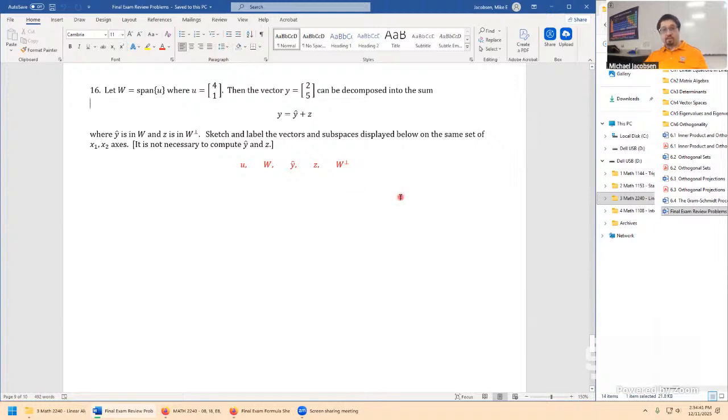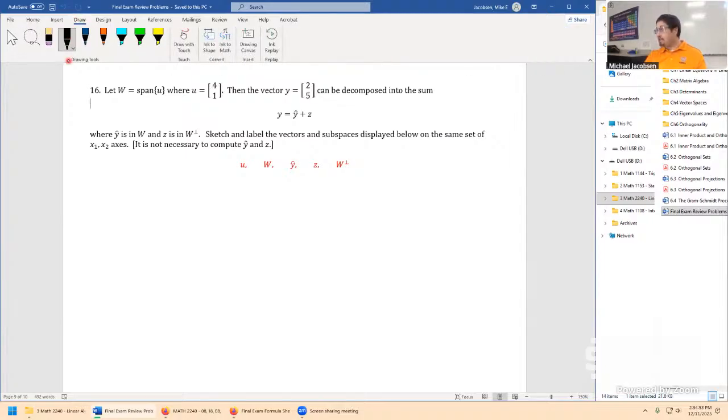So let's start off with this one. This one's a challenging exam problem on the final exam, even after usually giving that hint year after year, because it forces us to really visualize what all these objects are going to look like geometrically. So we have a subspace W, which is the span of one single vector, 4, 1. We have another vector, 2, 5.